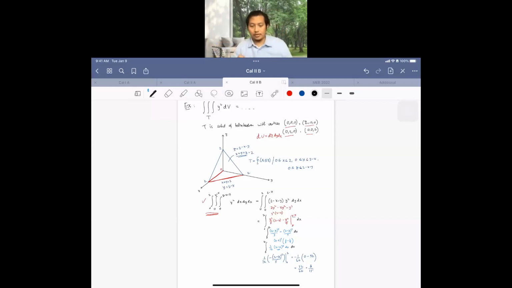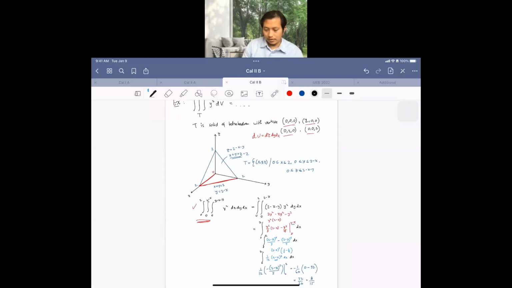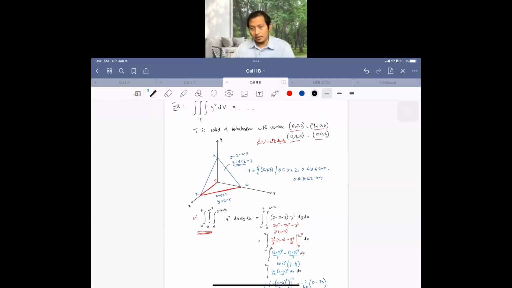Okay, now another example. I think one more example, and we can move to next sections, which is the 15.7, the cylinder coordinates. Okay, I hope you can take some important notes from today's lecture.